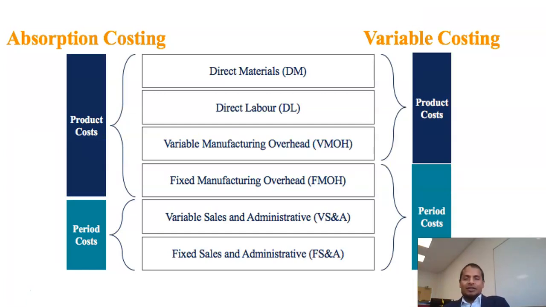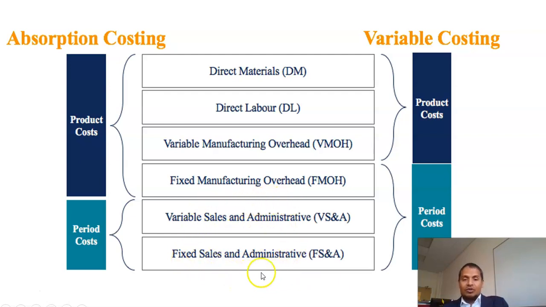So how can you calculate the product cost according to absorption costing and product cost according to variable costing? If you see the elements of manufacturing cost, these are direct material, direct labor, variable manufacturing overhead, and fixed manufacturing overhead. These are manufacturing cost. And variable sales and administration and fixed sales and administration, these are non-production cost.